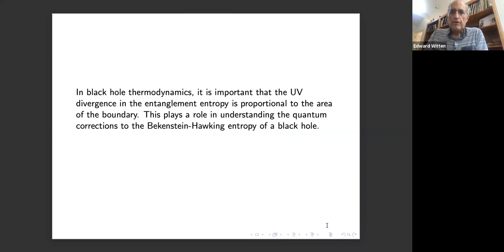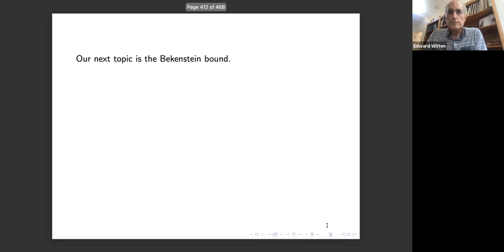So one comment, which we'll get back to Thursday, is that in black hole thermodynamics, it's important that the UV divergence in the entanglement entropy is proportional to the area of the boundary. And that's important in understanding quantum corrections to the entropy of a black hole.